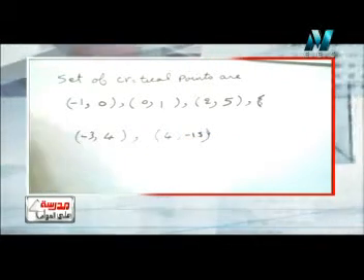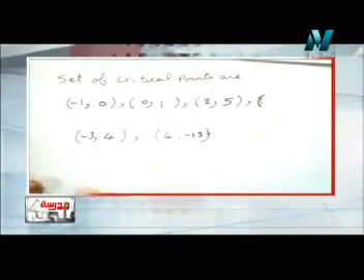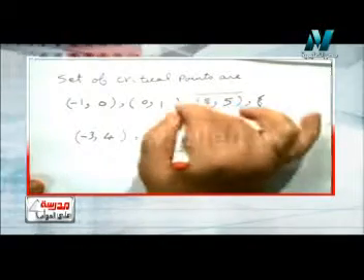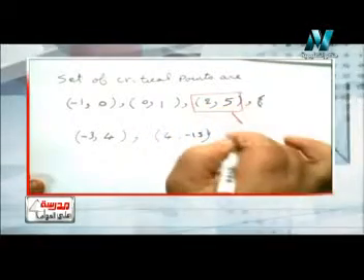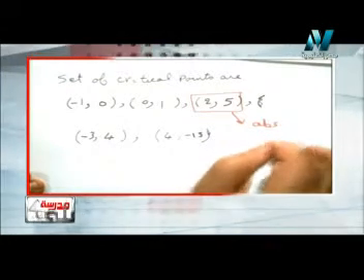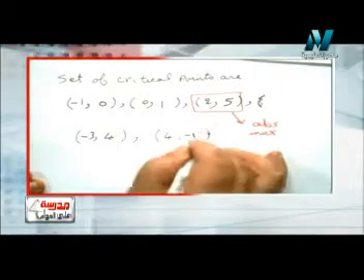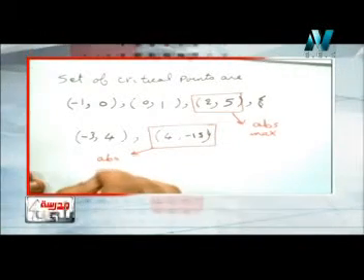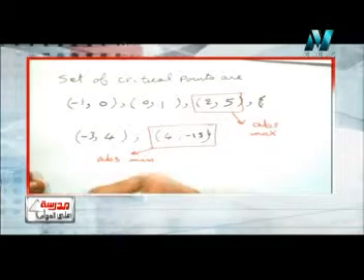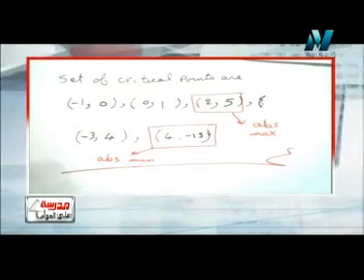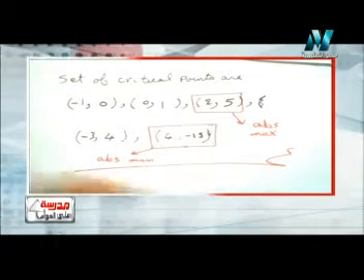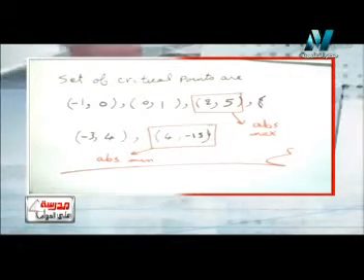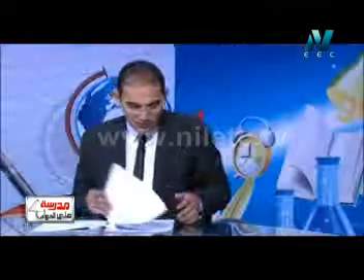What about absolute maximum and absolute minimum? The greatest value of y is the absolute maximum, and the smallest value of y is the absolute minimum. Therefore, the absolute maximum is 5, which is at the point 2 and 5, and the absolute minimum is negative 15 at the point 4 and negative 15. Okay, my dear? Thank you. Thanks, Mr. Medhat.